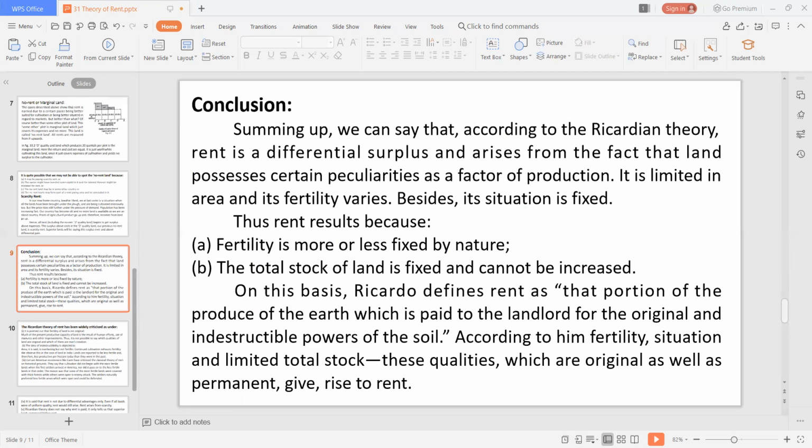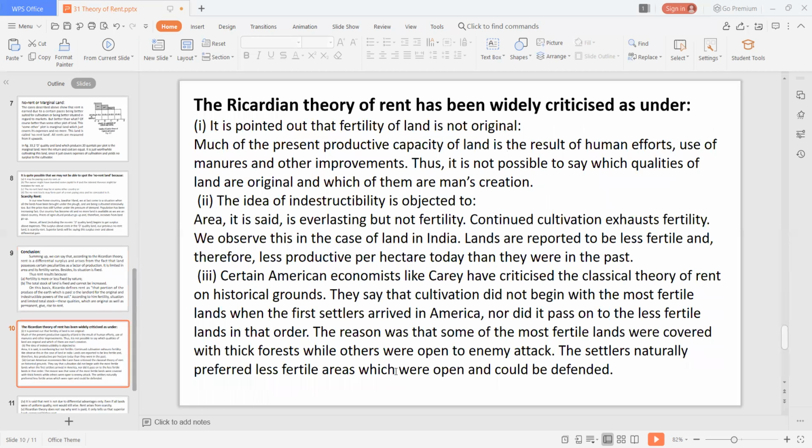On the basis of all these criteria, Ricardo defined rent as, I'm reading that particular definition, the words given by David Ricardo: that portion of the produce of the earth which is paid to the landlord for the original and indestructible power of the soil. According to him, fertility, limited total stock, and these qualities, which are original as well as permanent, give rise to rent.